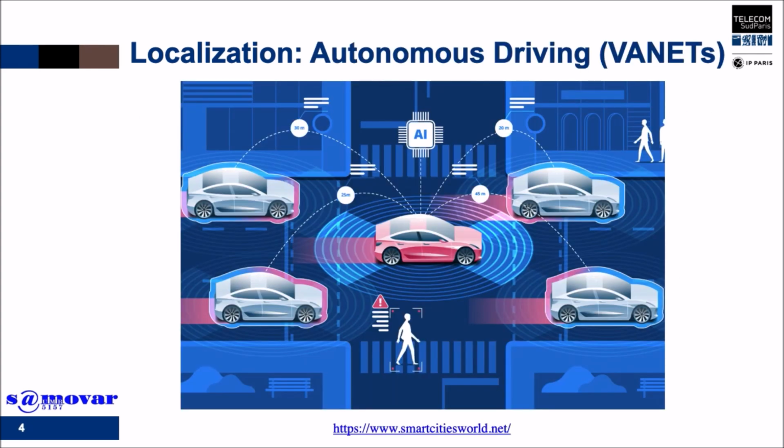For example, autonomous driving. A car needs to know precisely its location and also the location of other cars to be able to park. And more importantly, to know the location of pedestrians to avoid having accidents.